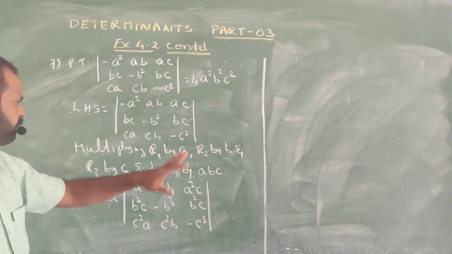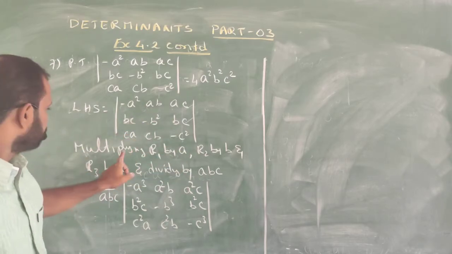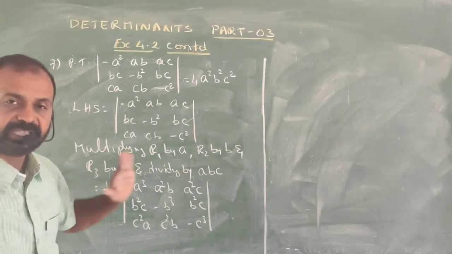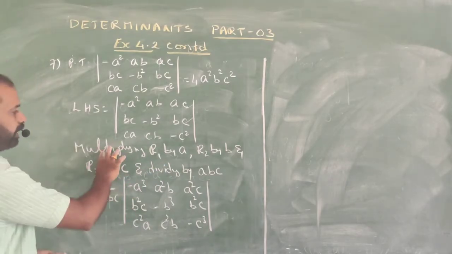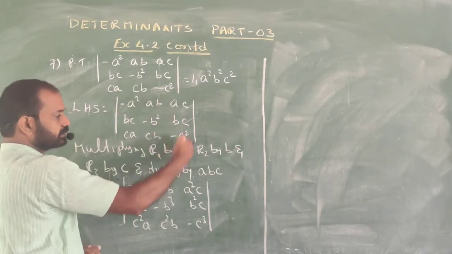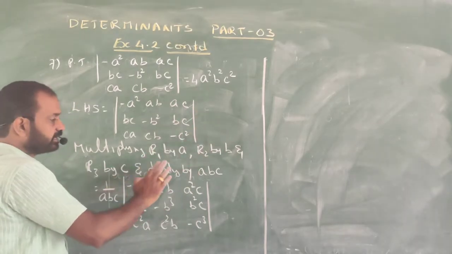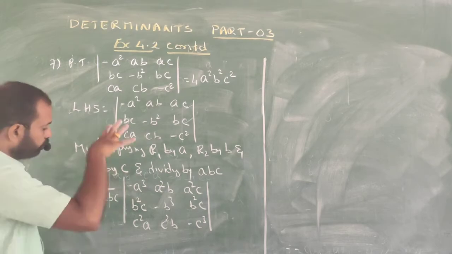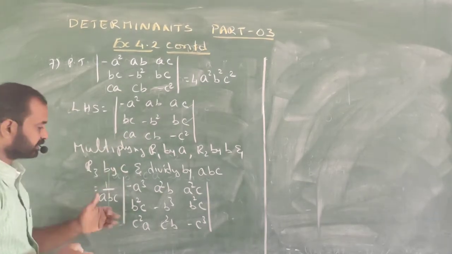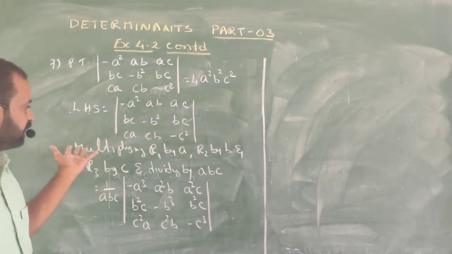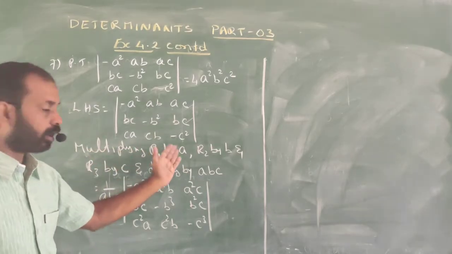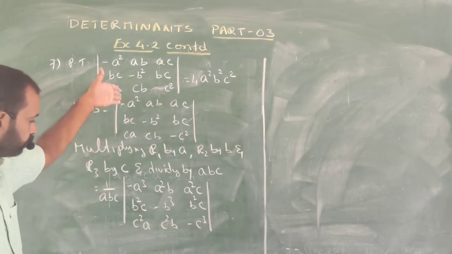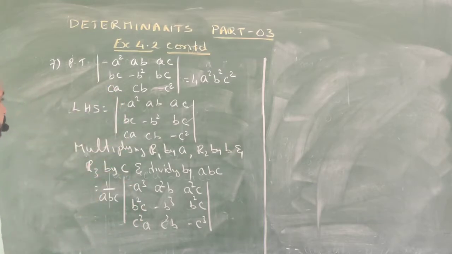In the 14th problem, you have to do the same thing. Multiply R1 by a, R2 by b, R3 by c and divide by abc. Or multiply C1 by a, C2 by b, C3 by c and divide by abc. Both ways you can do it. Now once you have done this, you have multiplied R1, R2, R3. Now while taking common through columns, you do it a different way.